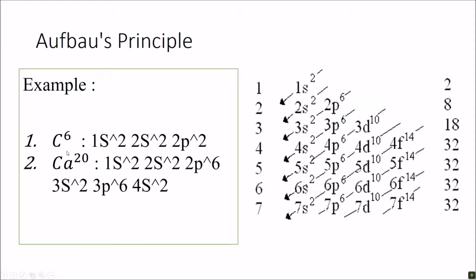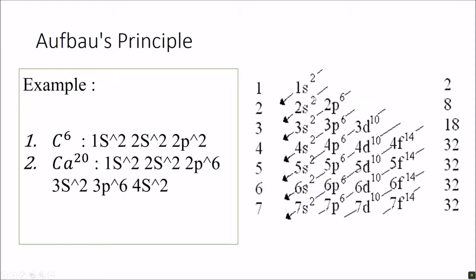We have carbon 6, and another example is calcium 20. In carbon, with 6 electrons, we can go to the electron configuration of carbon. We know that we're going from the bottom, from less energy to high energy. We can follow the row here. 1s2 already has 2 electrons, so 6 minus 2 is 4.